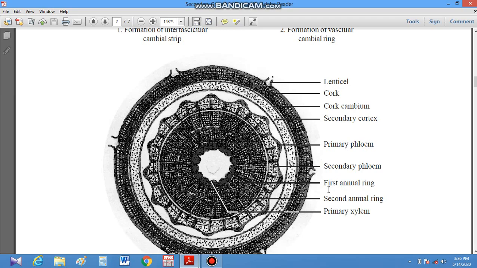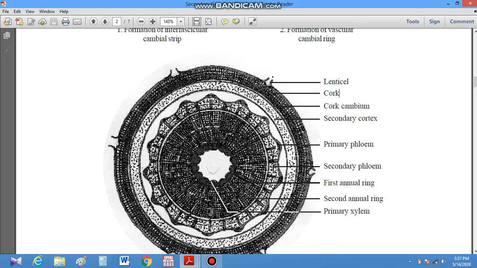In woody plants, cork cambium is the outermost layer. Here we can see this is the cork cambium. It produces cork cells or bark, which protect the plant against damage from physical injuries, and it reduces loss of water. The cork cambium also produces phelloderm. The cork cambium, the cork cells, and the phelloderm are collectively called periderm.